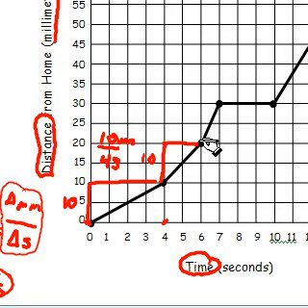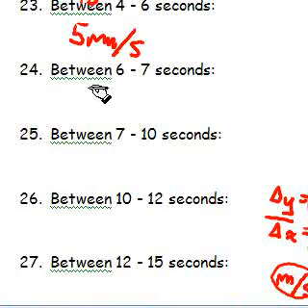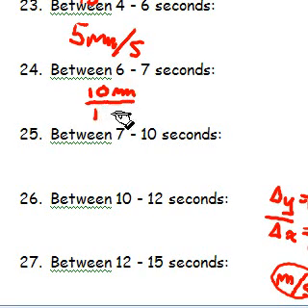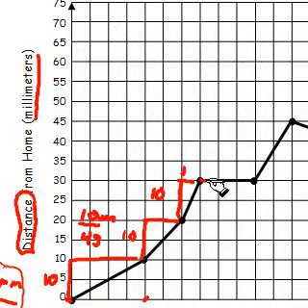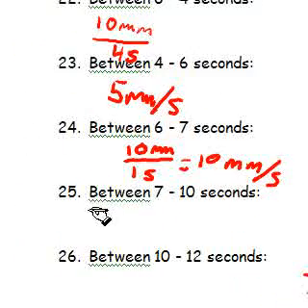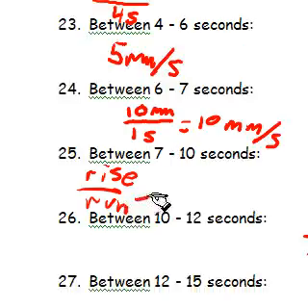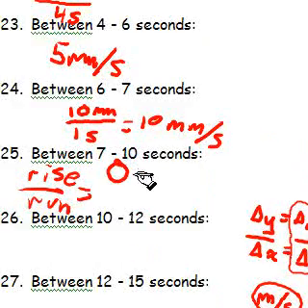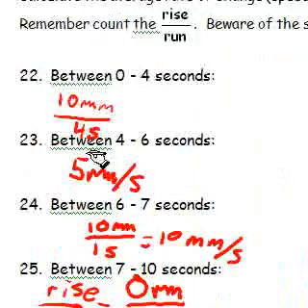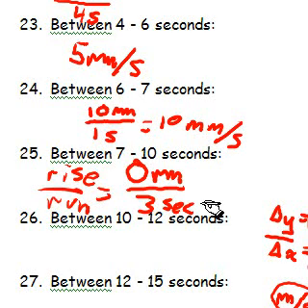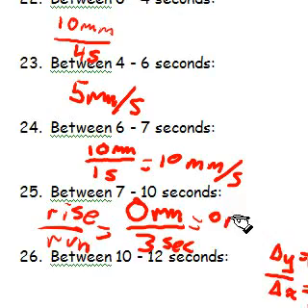Number 24, between 6 and 7 seconds, it looks like our rise is 10 units divided by 1 unit. So remember, our units on our rise is our millimeters, so that's 10 millimeters over 1 second, so 10 millimeters per second. Between 7 and 10 seconds, it was just flat, so what was the rise? Rise over run. Our rise, there was no rise. Our rise was 0. So our snail went 0 millimeters, and for over how long? 1 second, 2 seconds, 3 seconds. Per 3 seconds. So our snail stood still for 3 seconds. So his rate here was 0 millimeters per second.